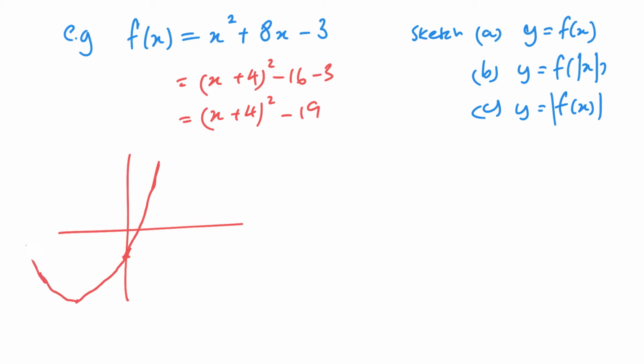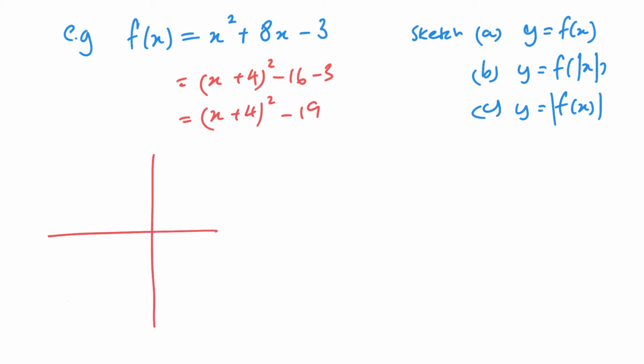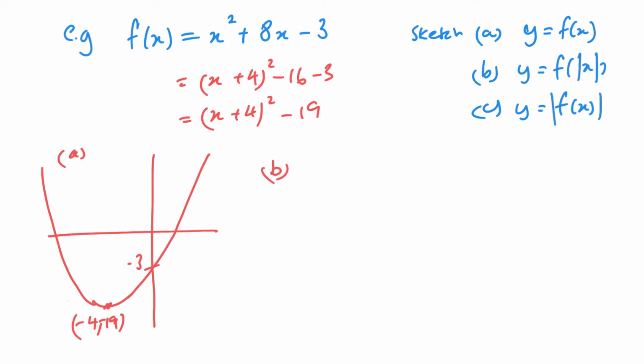I'm just going to very quickly do a quick re-sketch, just so that I can fit it on. It doesn't have to be perfect, as long as it's the right shape and your values are right. So minus 4, minus 19, that's that minimum point there. Easy, nicely done. Once I've got that one, from here it should be quite straightforward.